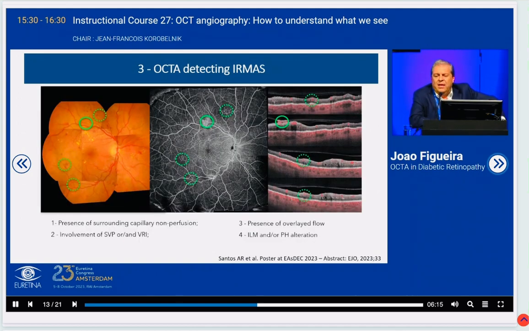Also, OCTA can detect microvascular alteration like IRMAs. These are represented in the interrupted green circles in this image. You can see the microvascular alteration with flow in the inner layers of the retina connected with the superficial vascular plexus, and we can distinguish it from the normal neovascularization.